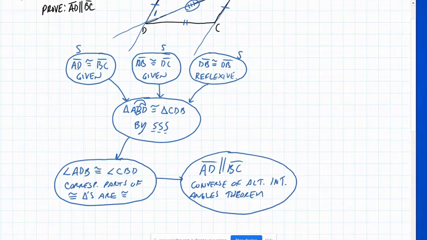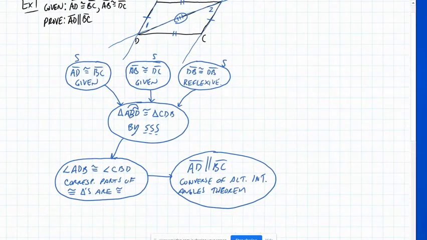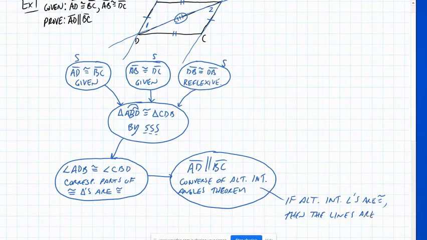And that is it. And if you don't know the actual name of the theorem, like the converse of the alternate interior angles theorem, you could just simply write out what the theorem says. You could say if alternate interior angles are congruent, then the lines are parallel. So that would be another way to write that reason. If you don't know the name of the theorem, then you could just write out what the theorem says.